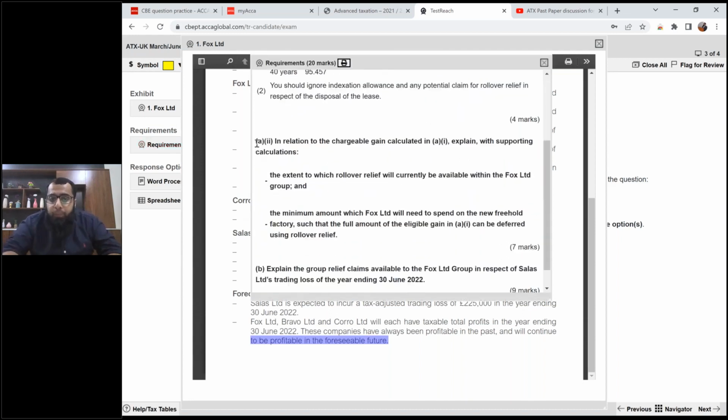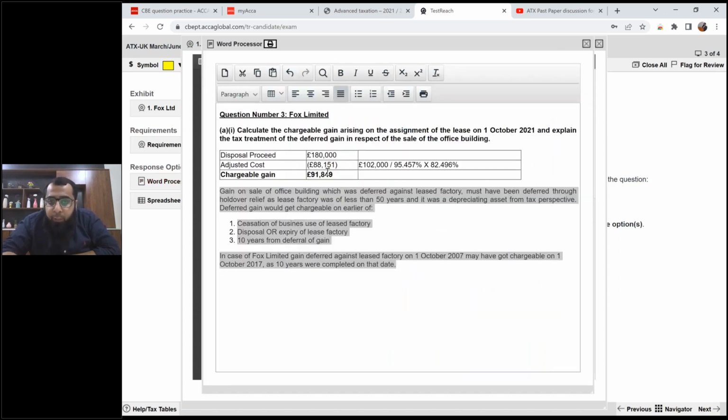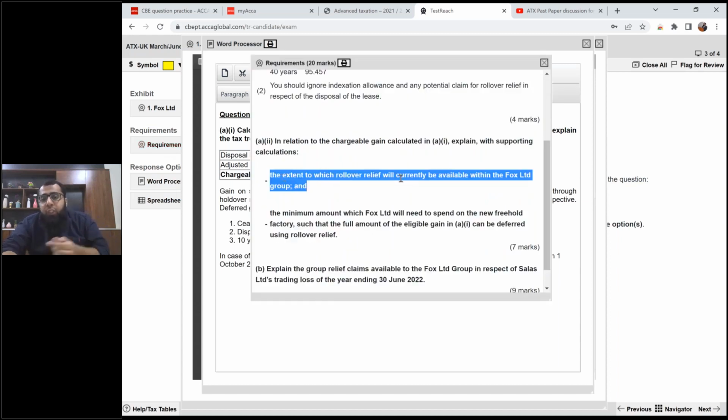Part A2. In relation to the chargeable gain calculated in Part A1, explain with supporting calculation the extent to which rollover relief will currently be available within the Fox Limited Group.